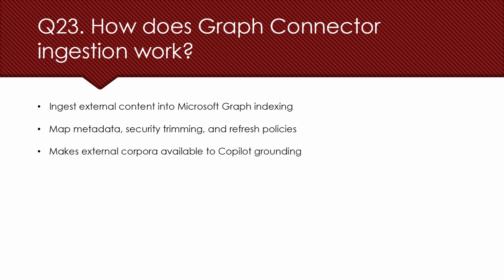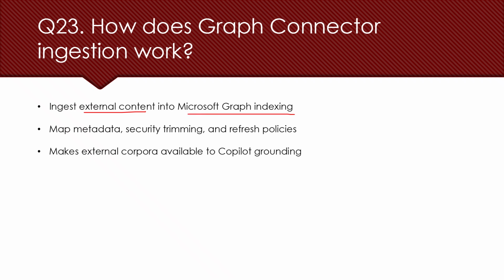Question number 23. How does Graph Connector ingestion work? Graph Connectors enable external content to appear in Microsoft Graph search and therefore become available for Copilot grounding. The ingestion process maps external content like external metadata, applies security trimming to it so that if a user is not allowed to see that data, he or she is not going to see it, and it is also going to add the refresh cadence.